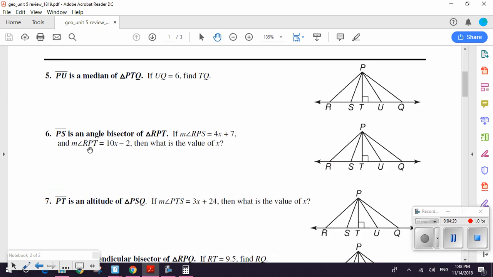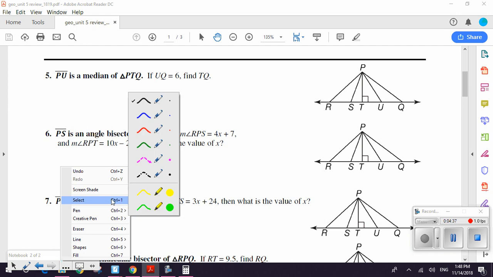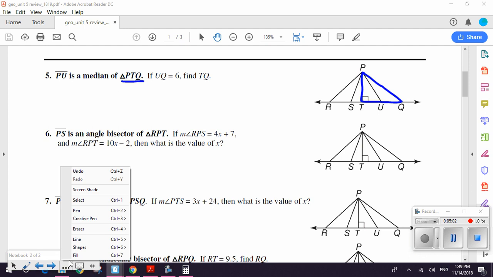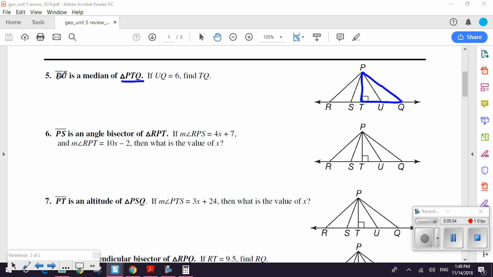All right, number 5 says that PU is the median of triangle PTQ. There are a lot of triangles on this picture, so if I were you, I would have a highlighter handy, and highlight the triangle of reference. So PTQ. So it's this triangle here. Also highlight the segment they're talking about. So segment PU right here.